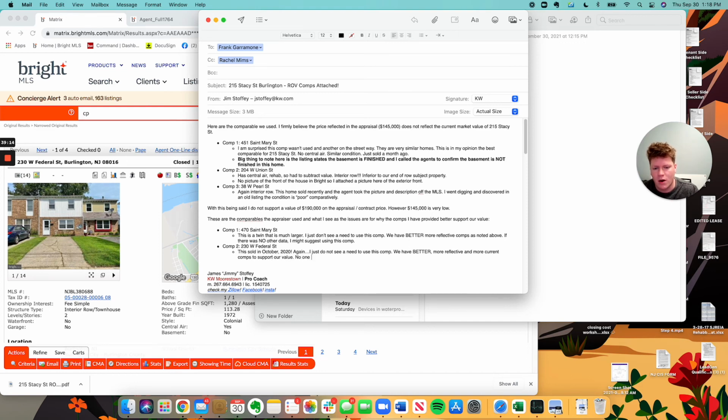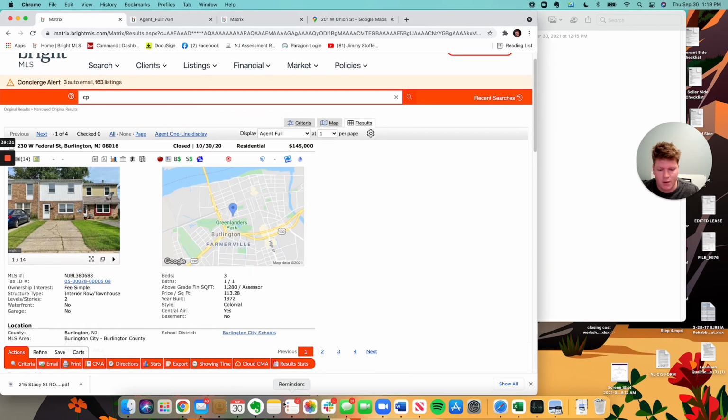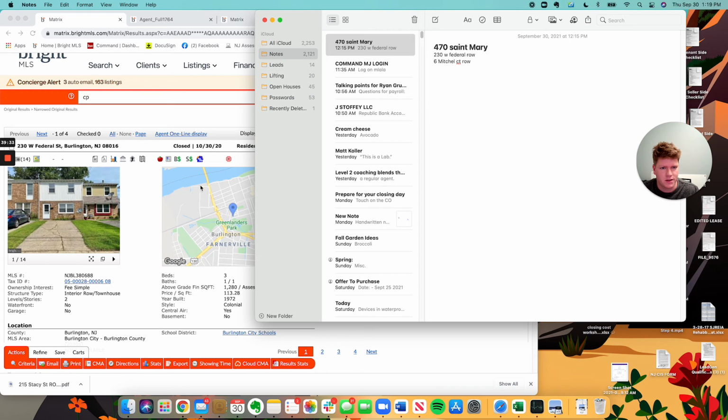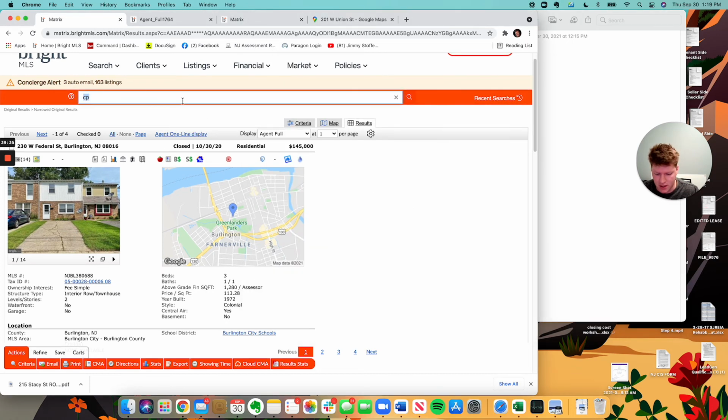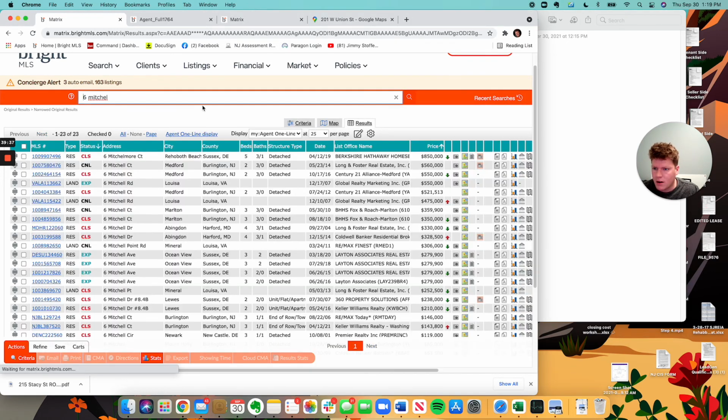No one in this market is looking back a year. I'm not even going to go into any more detail. I'm not even going to look at it. Why are we using a comp from October 2020? That's completely ridiculous. 6 Mitchell Court is the last one.